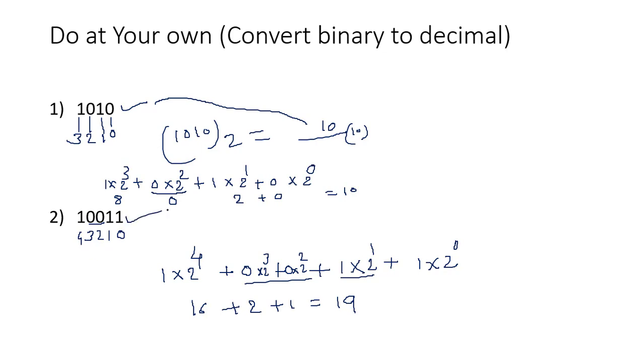So let's say this is given to you. Now vice versa. For example, if somebody tells you, okay, write the binary for 19, you can write it like this.